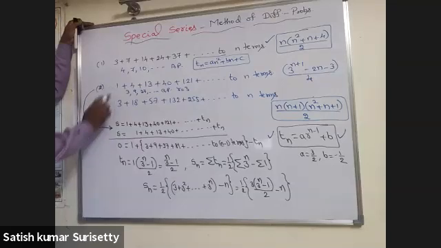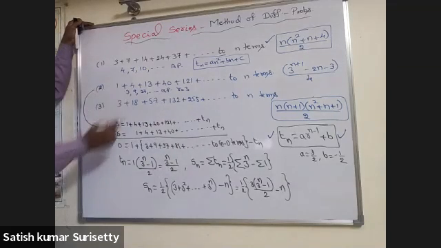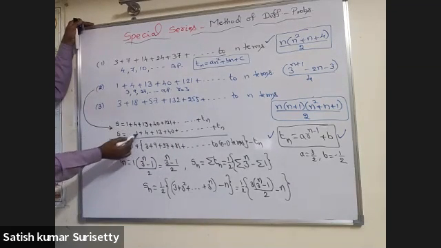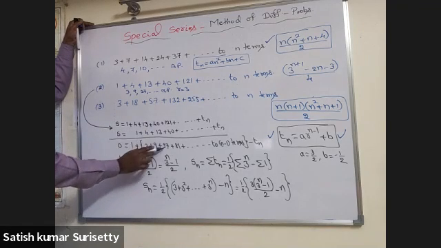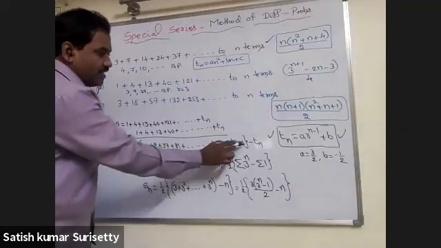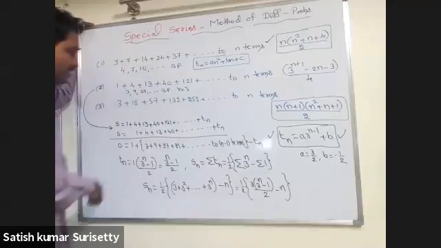So write the series as it is, and the same sum shifted by one position: 1 plus 4 plus 13 and so on. Subtract. The left side is 0, the right side is 1 plus 3 plus 9 plus 27 plus 81 and so on to n minus 1 terms, minus Tn. Take Tn to the left side.